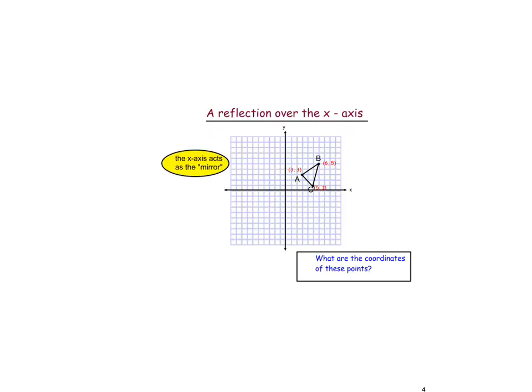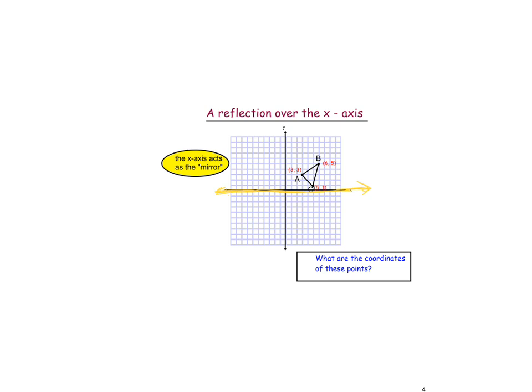Okay, so similarly, now we're going to do the same thing, but now we're going to do a line reflection in the x-axis, which is this axis right here. So we're doing the same thing. We're taking triangle ABC, but we're flipping it over this axis, or we're having it look into this mirror.